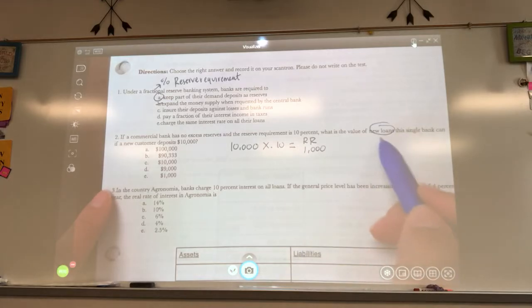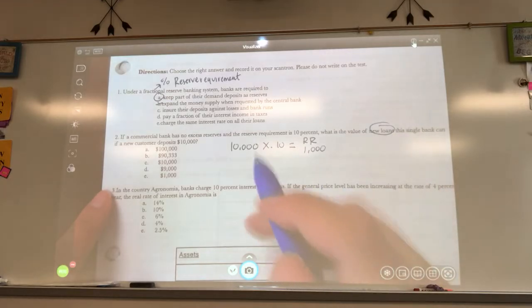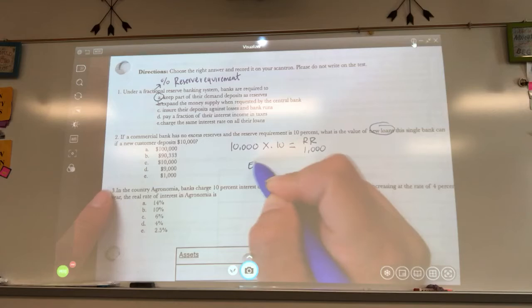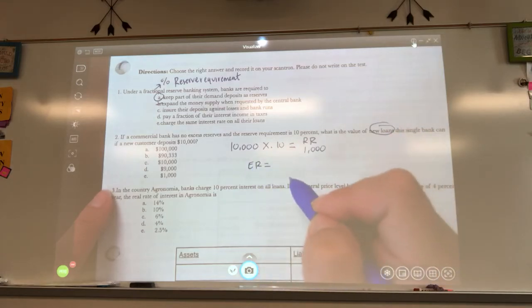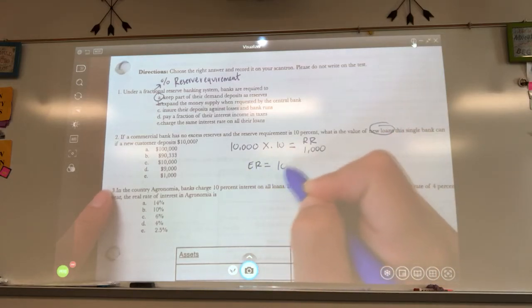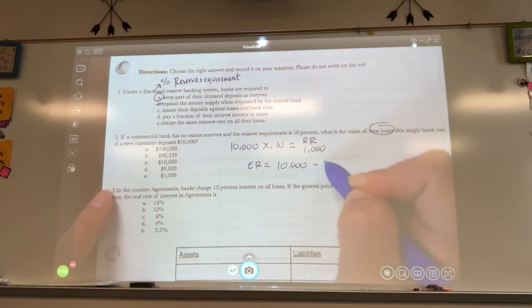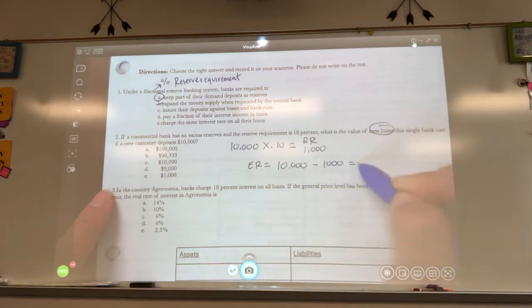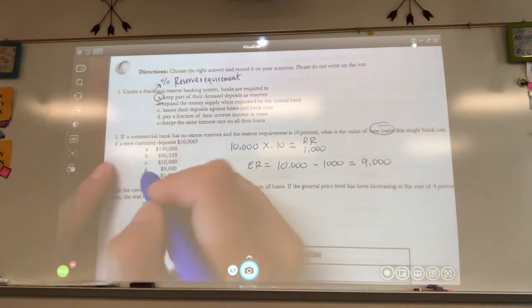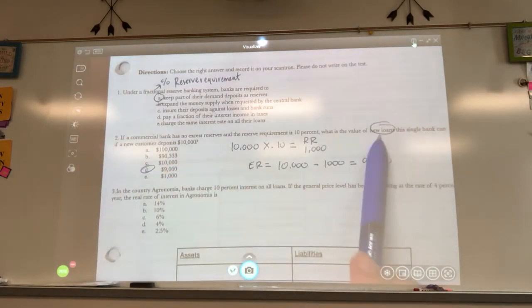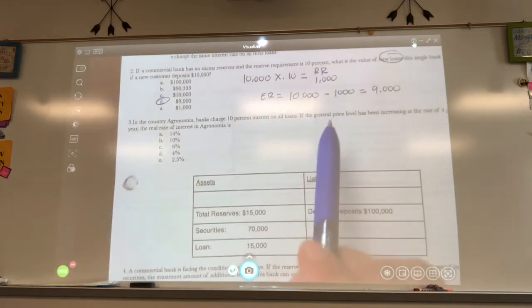Because I want to know new loans, so what else do I have to do? I need to do excess reserves. So my excess reserves equation is what? 10,000 minus 1,000, which gives me what? Is that an answer choice? So if it's asking for new loans, the new value of what they could loan out, what are the new loans that they could give, that's excess reserves. Okay? Let's look at this next one.